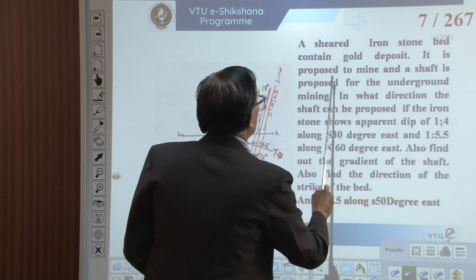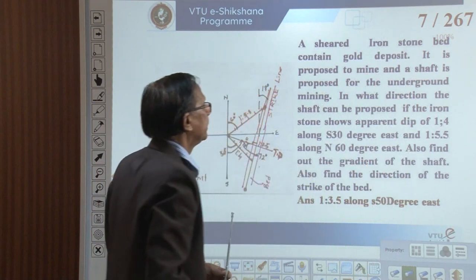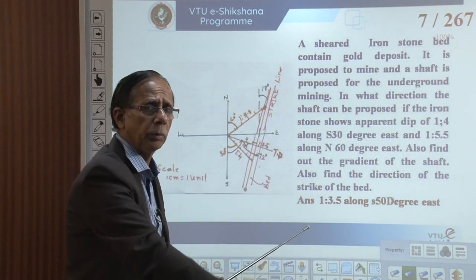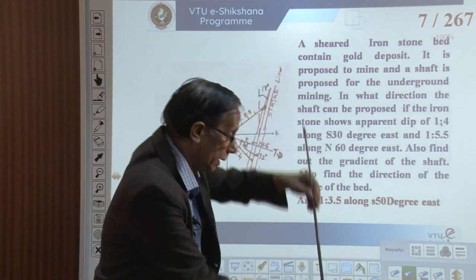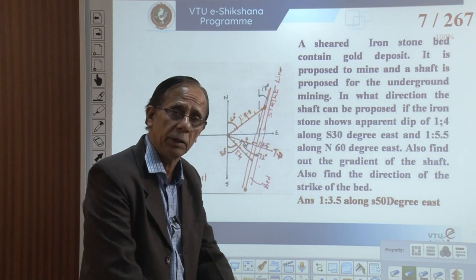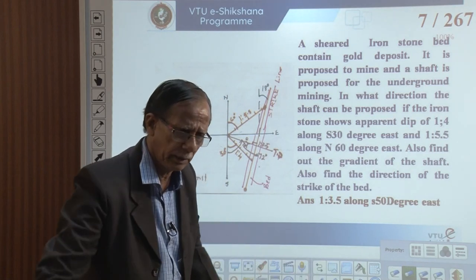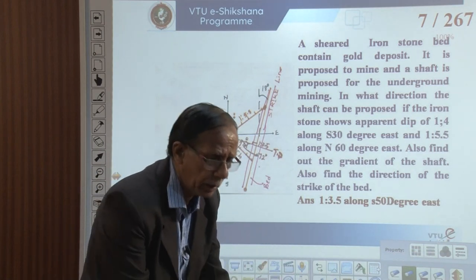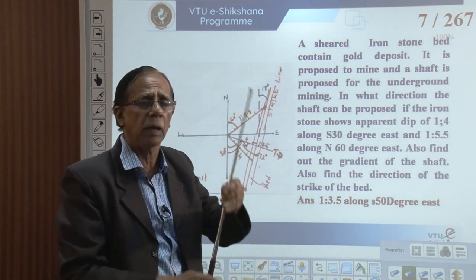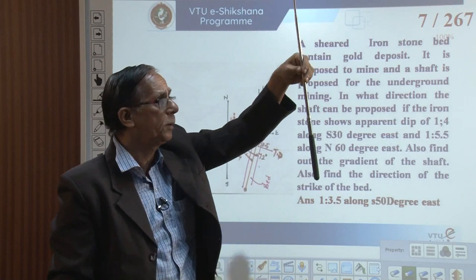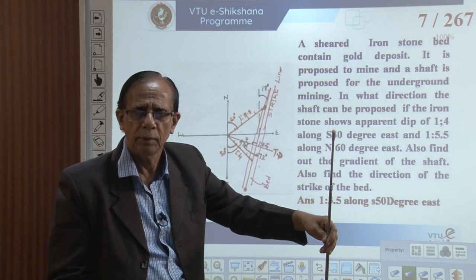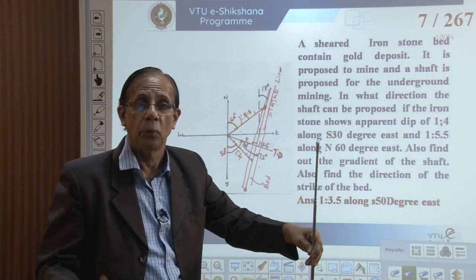Now, it is proposed to mine the gold underground, at a depth of about 2 kilometers. We excavate a deep well-like opening. From there, we send men, material, equipment, etc. They excavate, dig around, and lift it up. A shaft is nothing but a vertical cut, as good as a well.